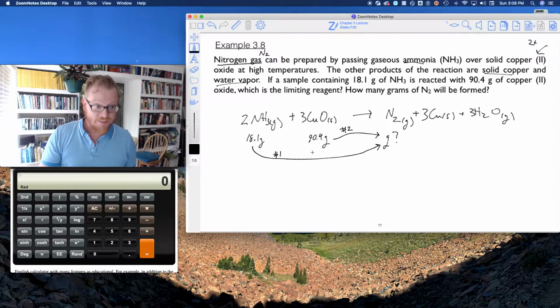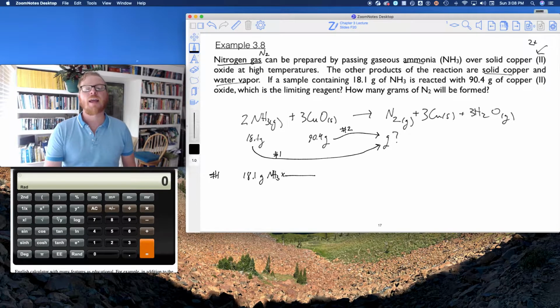And the least is the most amount of nitrogen we can make. Whichever one makes the least amount of nitrogen was the limiting reagent. Okay, so let's start on calculation number 1. Like always, I'm going to start with the number that I have, which is 18.1 grams of NH3. I need to convert 18.1 grams of NH3 into moles of NH3, and then I can convert moles of NH3 into moles of N2 from this 2-to-1 ratio. And then finally, I can convert moles of N2 into grams of N2.